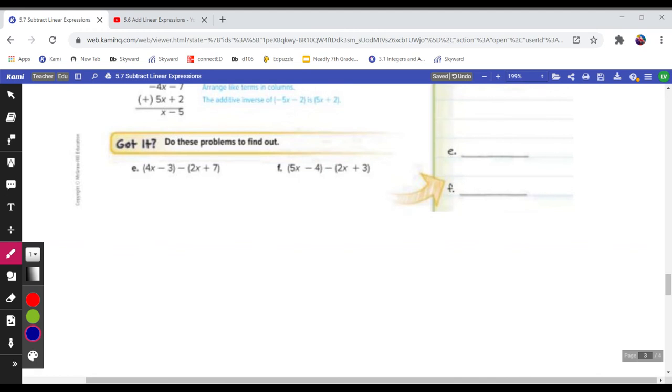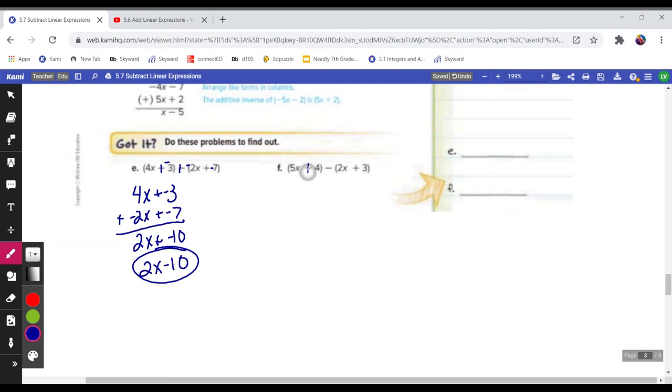So let's try letter E and F. All right, letter E, I want to add and make that into a negative 3. So that becomes 4x plus negative 3. And then I'm going to do the additive inverse. So I'm going to add and make that into a negative 2x. I'm going to add and make this into a negative 7. So I'm adding a negative 2x plus a negative 7. 4x plus negative 2x is 2x. Plus negative 3 plus negative 7 is negative 10. 2x minus 10 is your solution.